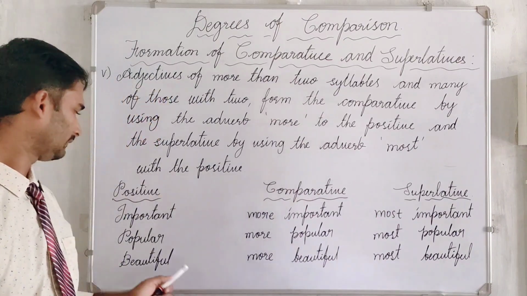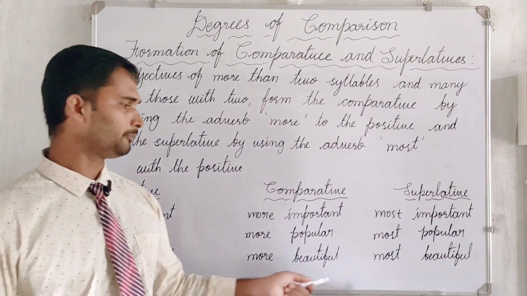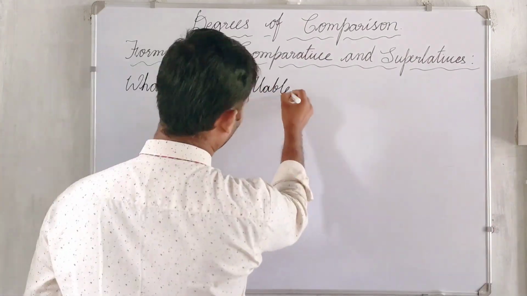Some more examples. Popular, more popular and the most popular. Beautiful, more beautiful and the most beautiful.